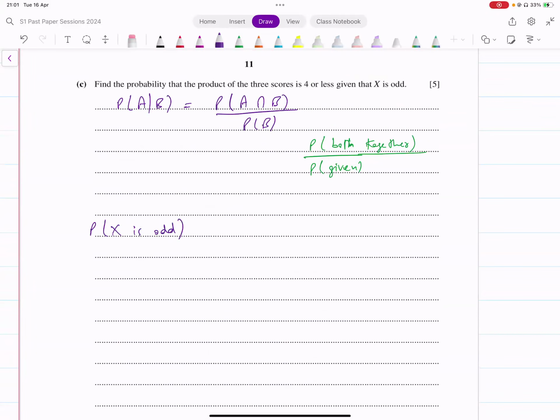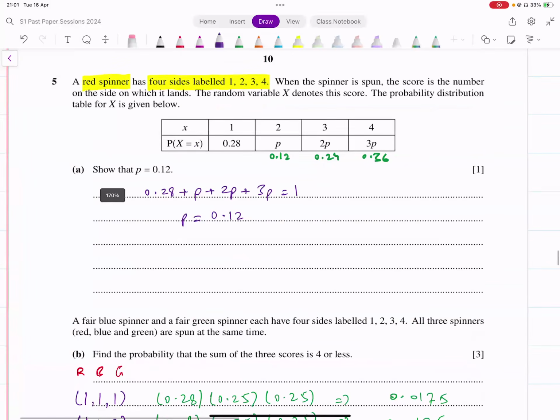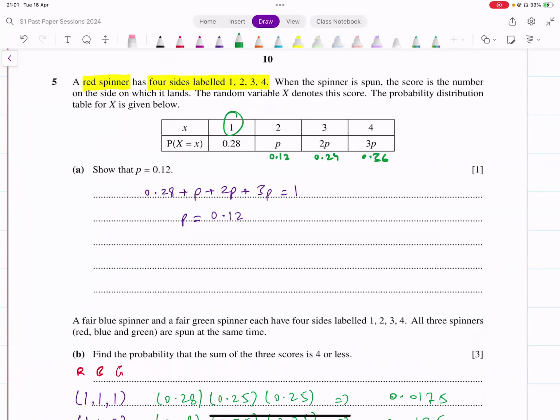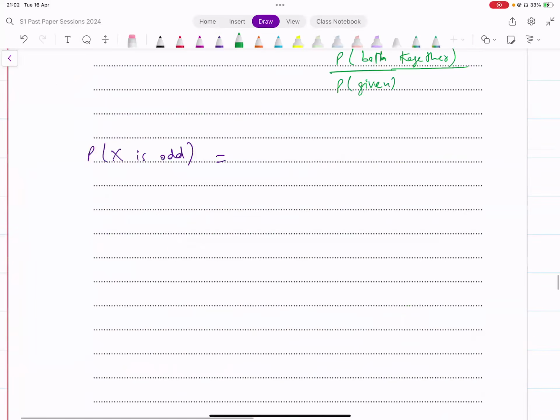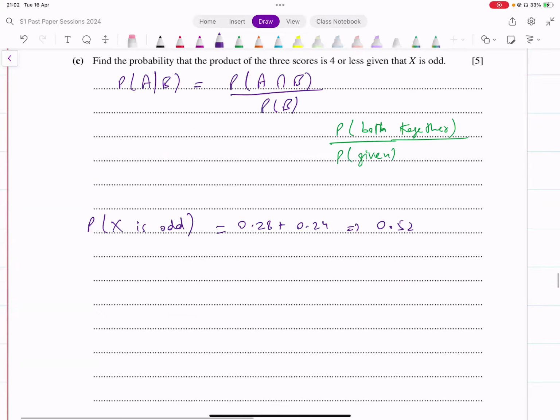What is that probability? X is odd when X is either 1 or it's 3. These are the only 2 possibilities, right? It could either be 1 or it could be 3. What's the total probability for these 2 cases? It's 0.28 and 0.24. Just add those 2 numbers up. What does that give you? 0.28 plus 0.24? That gives you 0.52. That's going to be the denominator. This is the probability of what is given, right?